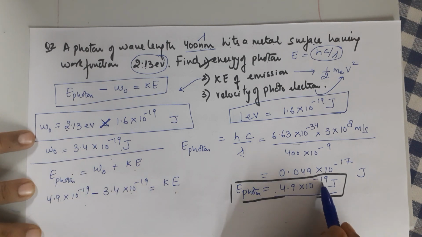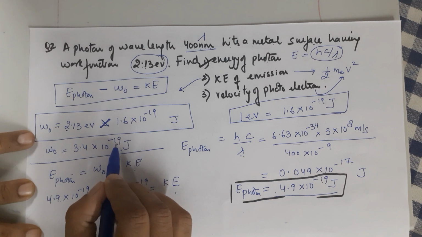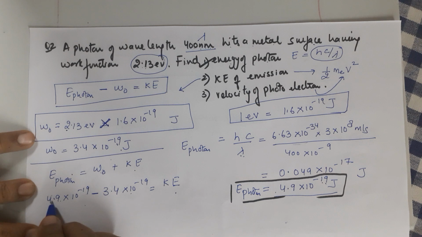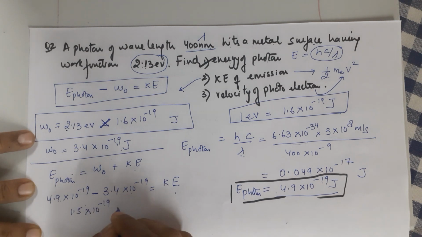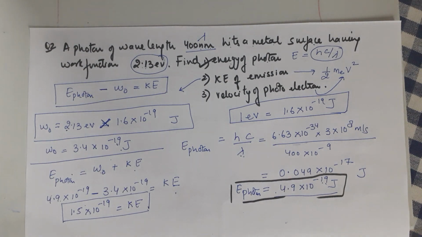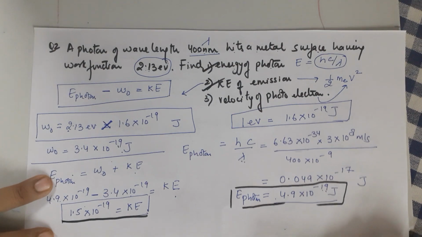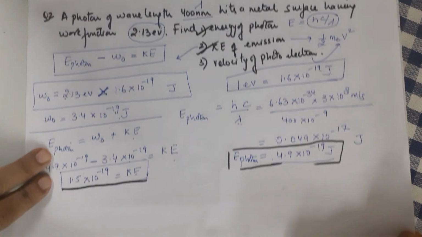Values, I have deliberately taken it to be 10 to the power minus 19 for easier calculation, because this was also 10 to the power minus 19. The value that you get is 1.5 into 10 to the power minus 19 is your kinetic energy of the photoelectrons. Done. Coming to the last part. This is your kinetic energy ka value. Done. Coming to the last, which is the velocity of the photoelectron.